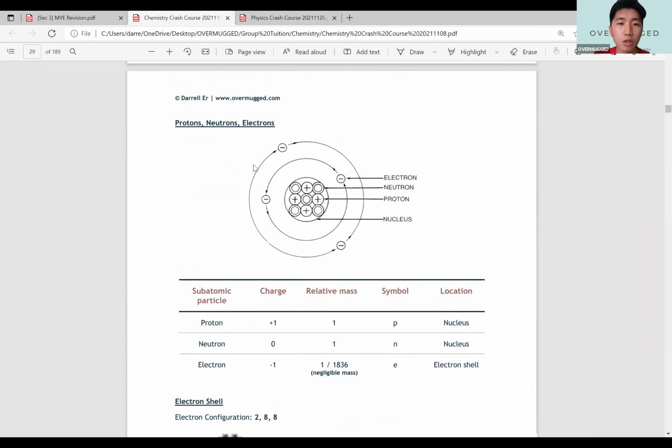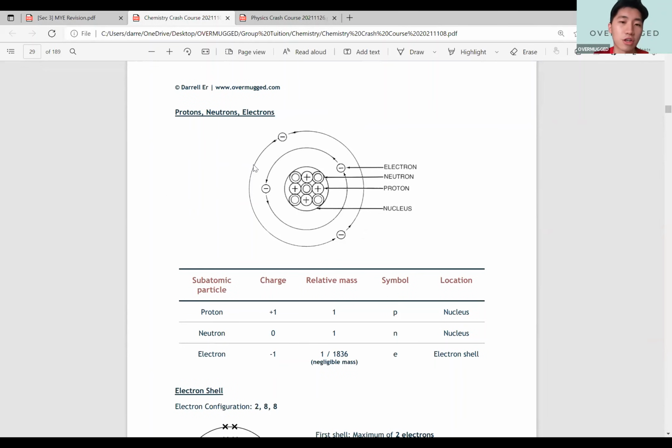Now, let's take a look at what's really important in atomic structure. A good bulk of the chapter is surrounding protons, neutrons, and electrons. Take note that protons, neutrons, and electrons are called subatomic particles. Now, if you are wondering what exactly is a subatomic particle, your atom is like this bubble, right? This ball. Inside the atom, there are smaller particles, which are your protons, neutrons, and electrons, which is why these three are called your subatomic particles.